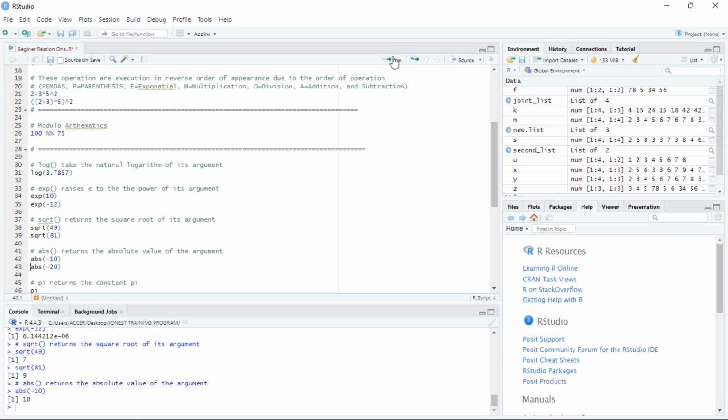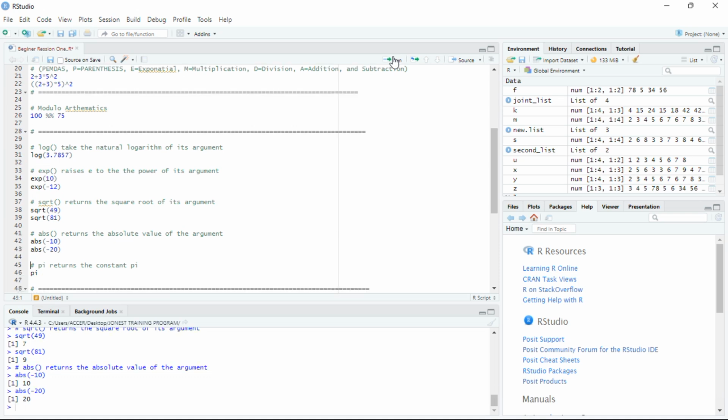10. Right? So once you run, you see your 10. The absolute value of negative 20 is surely going to give us 20, because the absolute of a negative number is surely going to give you the positive number, right? So at the end of the day, that is how we can work with the log, the exponential function, the square root, and then the absolute value in R.